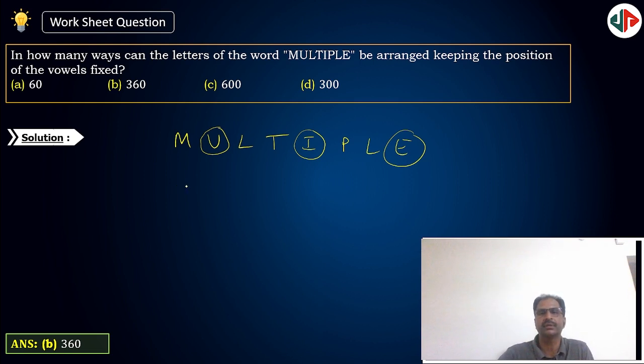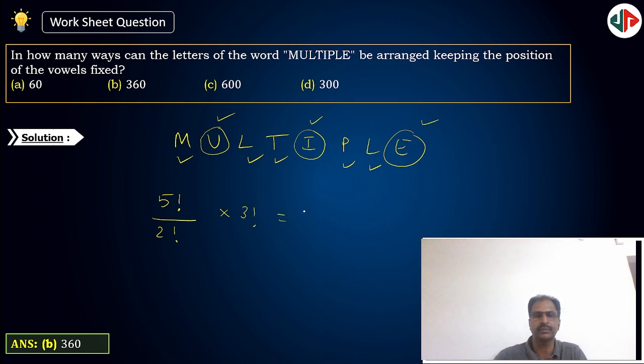Now the question is, how many ways can the letters of the word be arranged by keeping the vowels fixed? So fix those three vowels' places. Now there are five consonants in which L is repeated two times. Those five consonants can be arranged in those five places in 5 factorial by 2 factorial ways, into these three vowels can be arranged among themselves in 3 factorial. So 120 by 2, 60, into 6, 360.